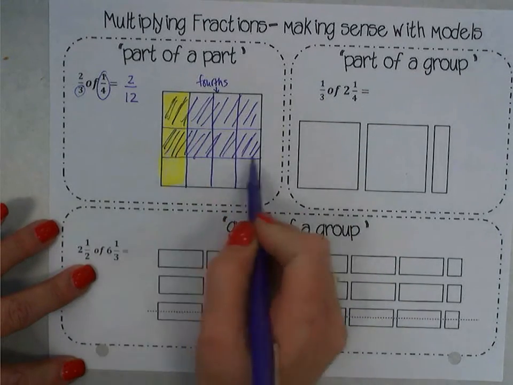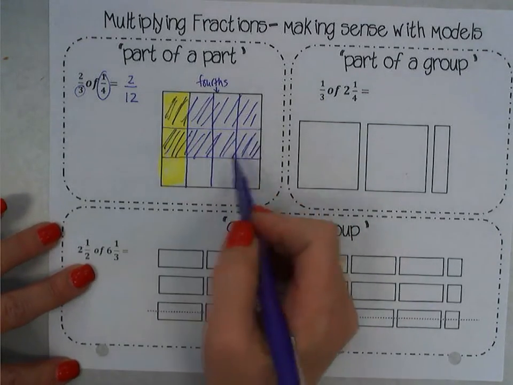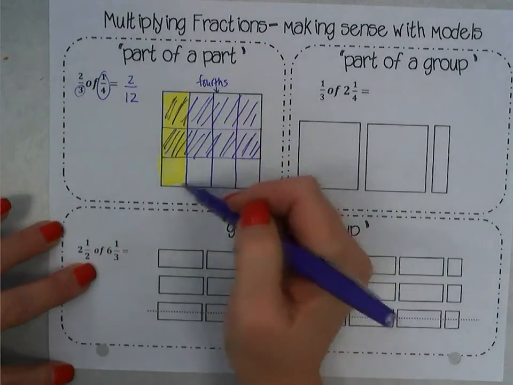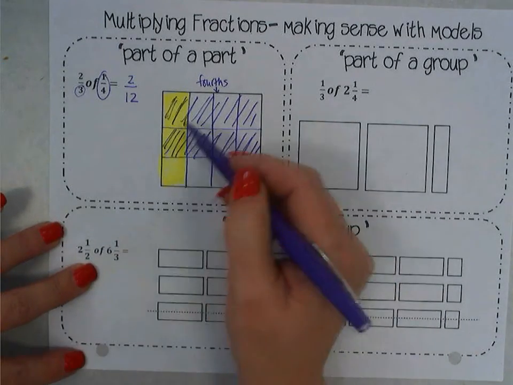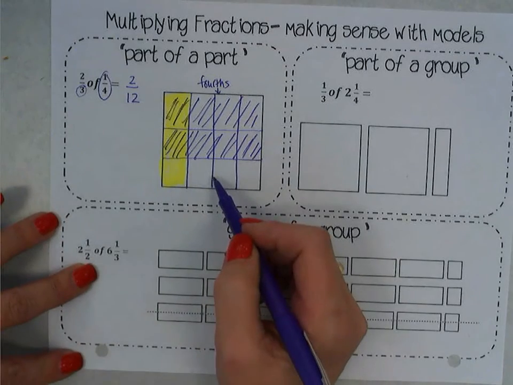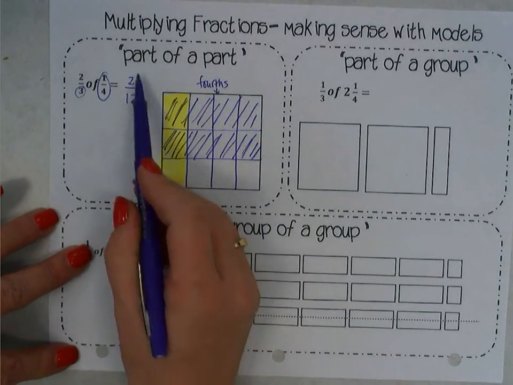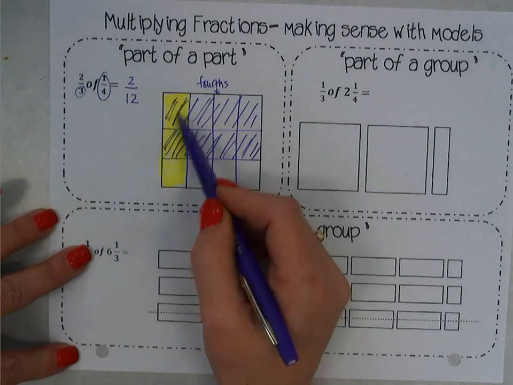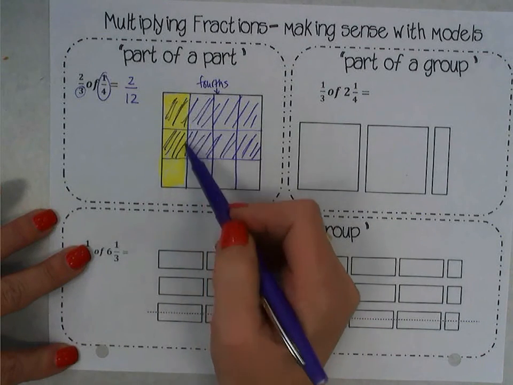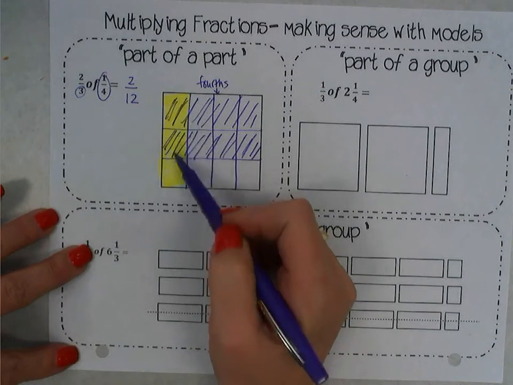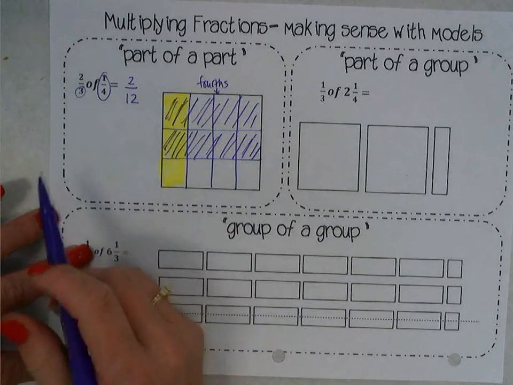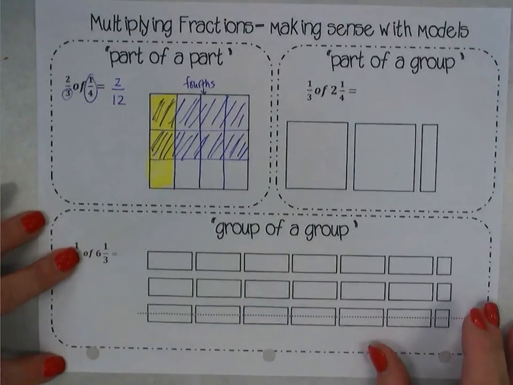So I like to shade the entire pan even though it doesn't all have brownies, because it allows me to divide the entire pan, or the whole, into equal size pieces, which I will need here for my denominator. So again, 2/12 represents 2/3 of 1/4, the double shaded part, which are the amount of brownies that I would purchase. The next one is a part of a group.